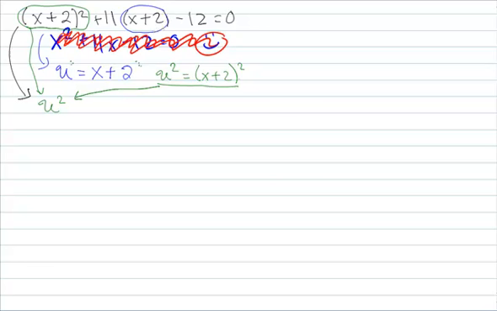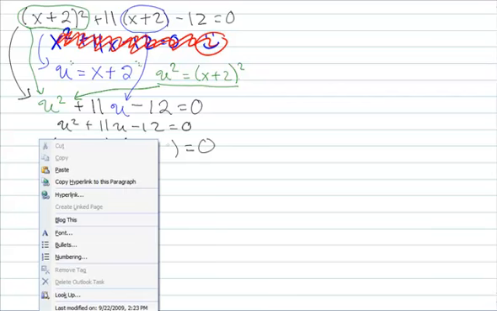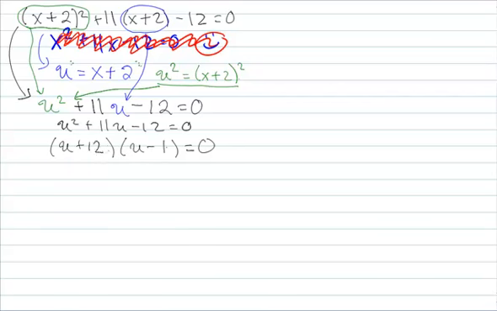And this little x plus 2 here is going to translate down, because we're going to have u squared plus 11, and then instead of writing x plus 2, we're going to write u. And then everything else stays the same: minus 12 equals 0. So I've got u squared plus 11u minus 12 equals 0. And because I'm a fantastic factoring goddess, I can factor this. I've got a negative sign, so one's plus, one's minus, and my factors need to sum up to 11, so I'm going to do 1 here and 12 here.